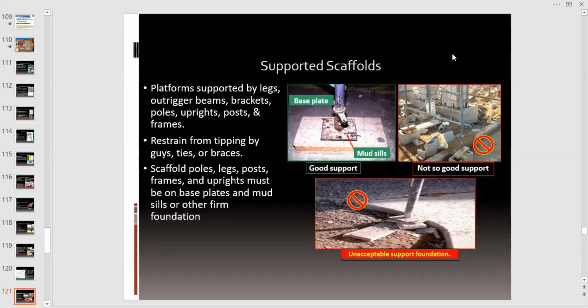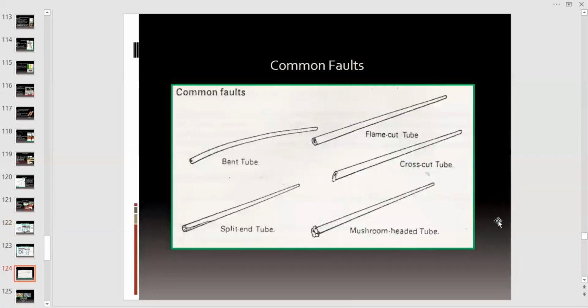Scaffold poles, legs, posts, frames, and uprights must be on base plates and mud sills or other firm foundations. You have to remember these points. This is a base plate. This is a mud sill. Here you can see good support is not provided. And in the downside, this is totally unacceptable. The supporting foundation is not sufficient. It may cause collapse of the scaffolding structure. Here you can see the common faults in the scaffolding.